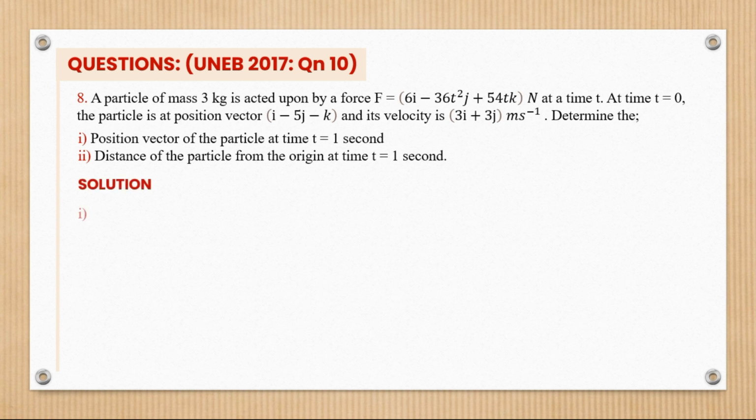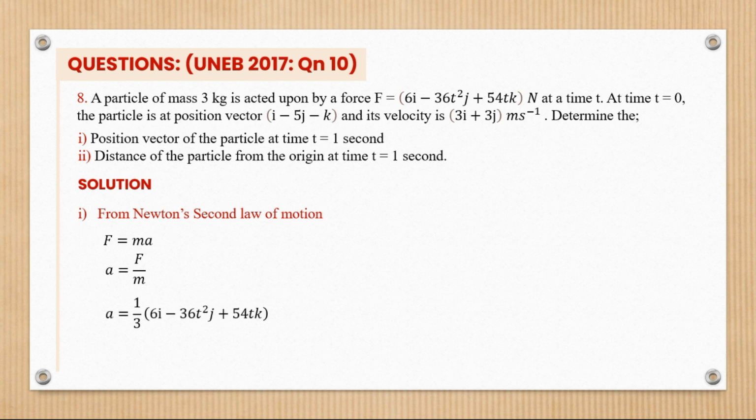So let's solve that. From Newton's second law of motion, we can first find the value of acceleration, since we know the force acting and we know the mass. We have F equals ma, so a equals F over m. Then a is a third times this value right here. So this is what I have right now. When I multiply the third inside, I have 2i minus 12t squared j plus 18t k, as you can see right there. So I now know the acceleration value.